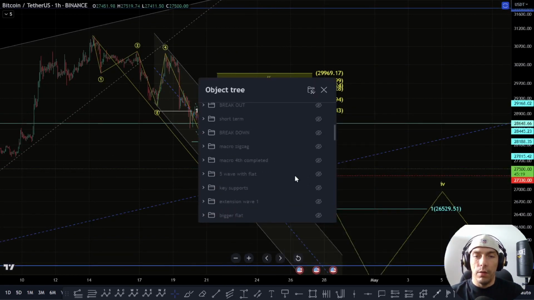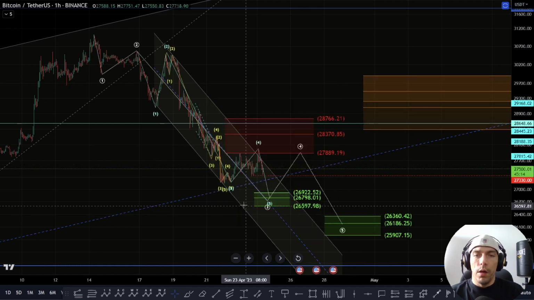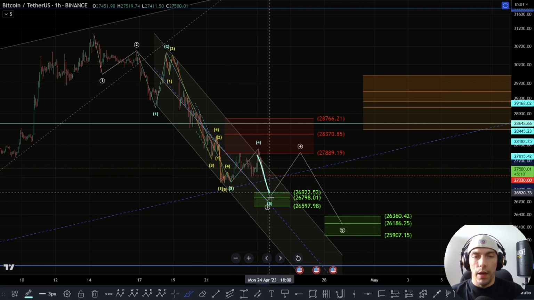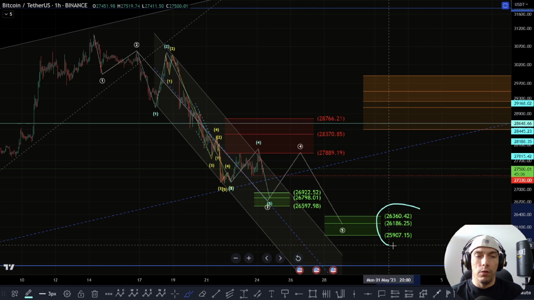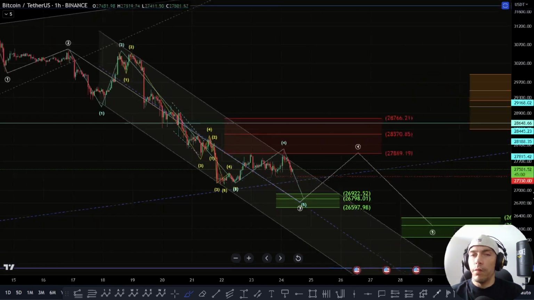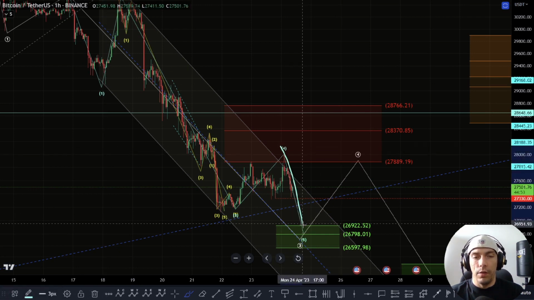The alternative is that within this structure, we are still looking for this additional blue fourth wave here, which would mean that we actually have a fifth wave, another fourth wave, and then another fifth wave, which could look to take us down towards this 26,360 to this 25,907 area. So the key thing within this is if we do move back above this zone of this 29,096, it would invalidate this fifth wave.